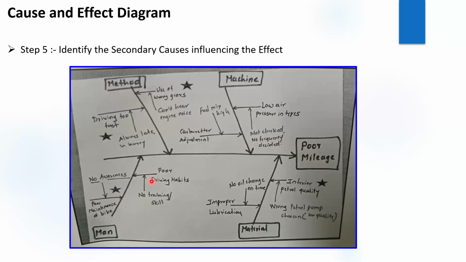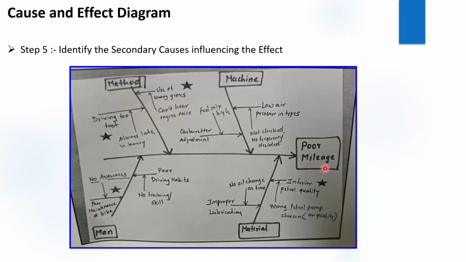For example, my driving habits are poor. So poor driving habits, and why poor driving habits? There is no training or skill. So I am not trained. I don't have the skill to run the bike. So this is a secondary cause. This will lead to this, and this will lead to this, like that. So this is called secondary causes.